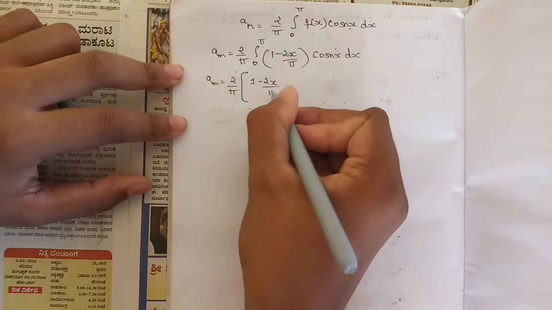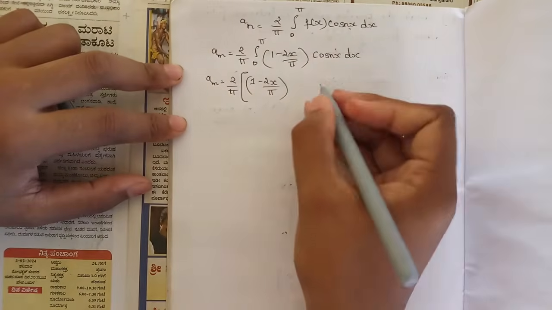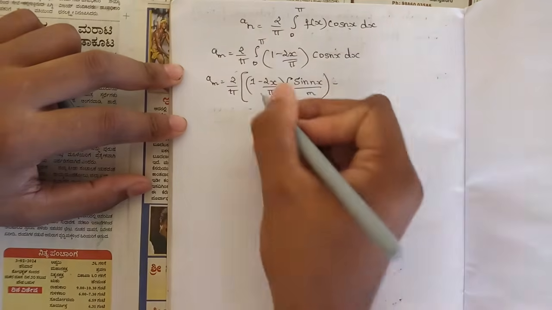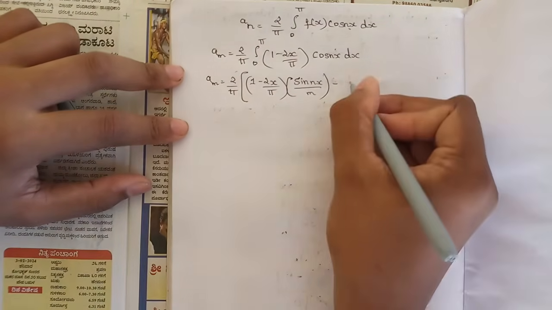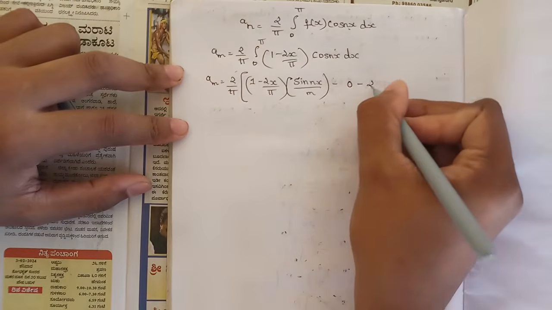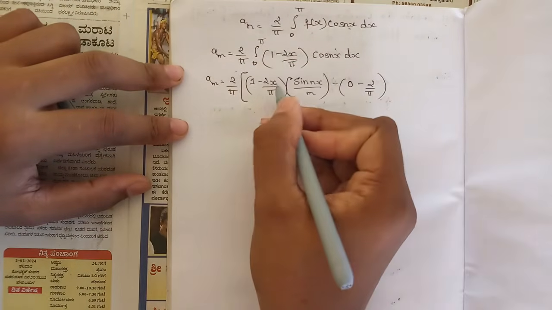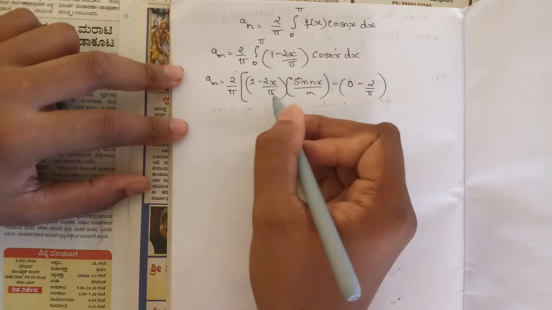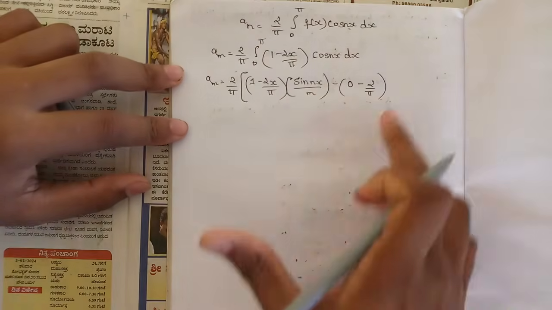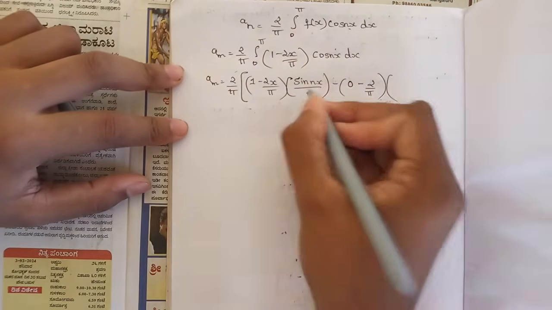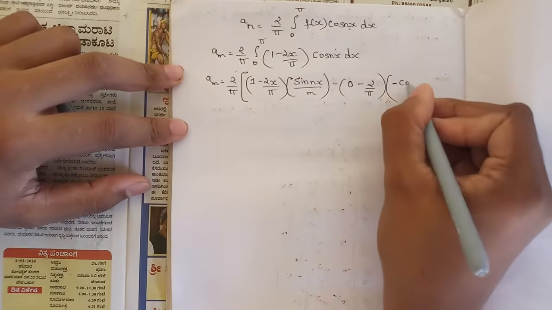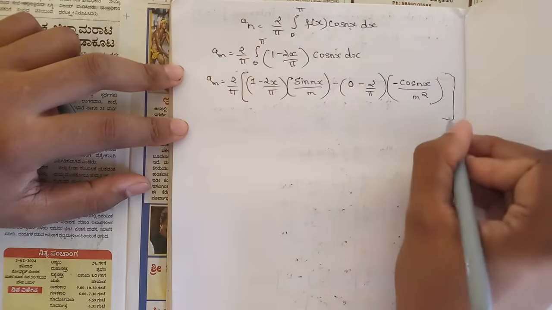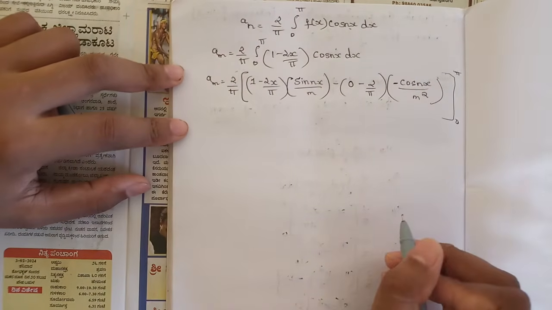First function into the integration of second function, that is sin nx by n, minus the differentiation of first function, that is 0 minus 2 by pi. Integration of 2x is 2, 0 is 1, and 2x by pi is the second term. Differentiation is 2 by pi, we wrote it. And the integration of this function is minus cos nx by n square, from 0 to pi.